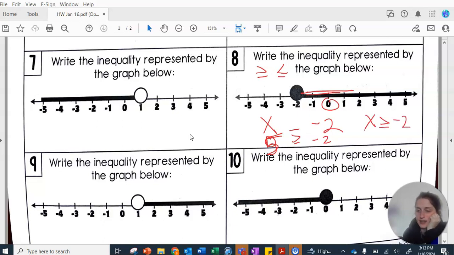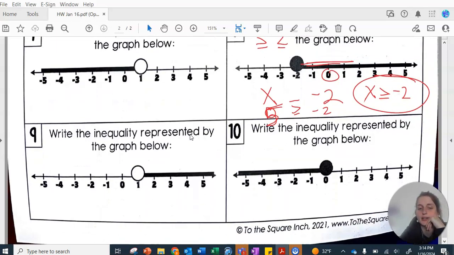The only reason -2 gets to be in our problem is because that's where the circle is. No other number should be in our answer. Your variable doesn't have to be x, but every single one of your solutions for 7, 8, 9, 10 should include a letter, an inequality symbol, and the number that the circle is on. So it needs 3 parts.